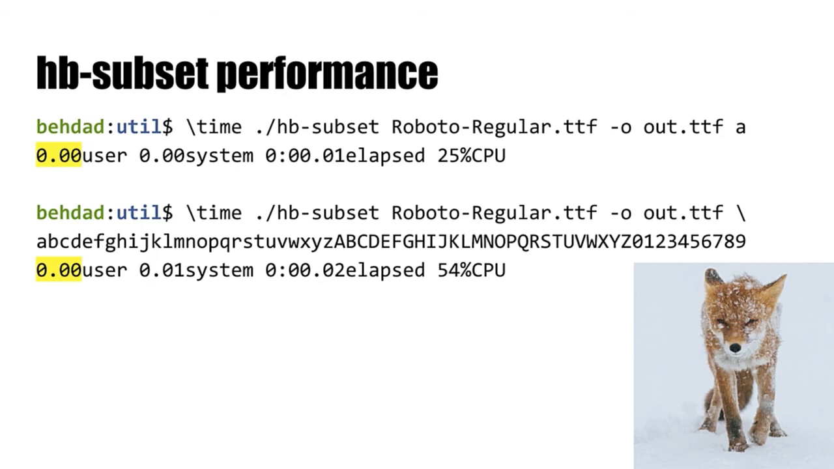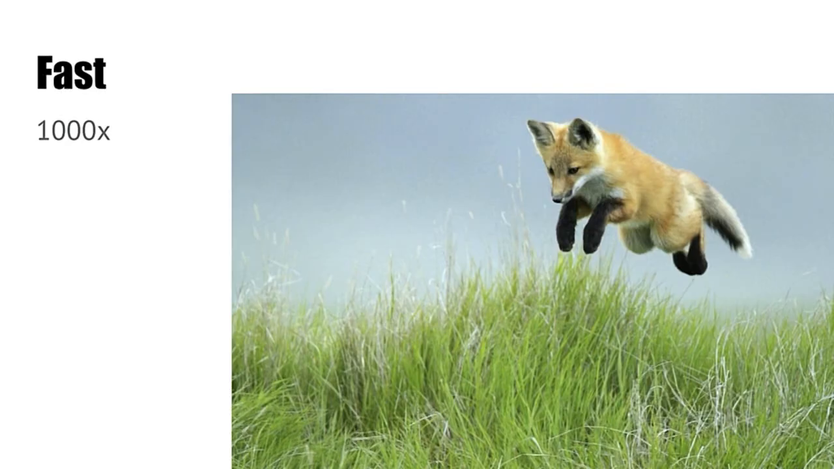Now, how does this perform? Subsetting Roboto for one character takes 0 milliseconds according to this timer. Subsetting for 64 characters, or is that 62, whatever, also 0. You just cannot measure the performance of this using this counter. It's 1,000 times faster than the Python one according to Garrett's measurements.